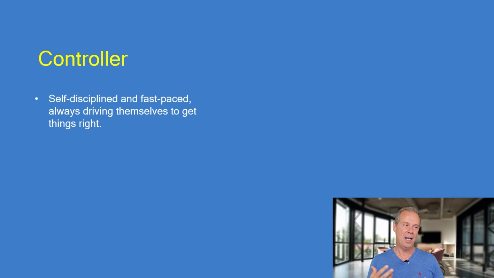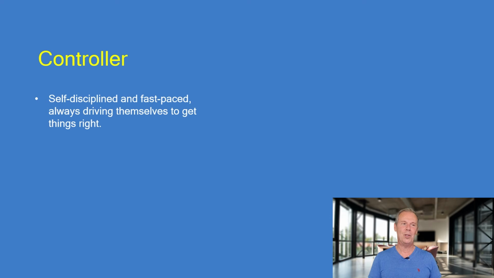And I'm glad you stuck around till now because every company needs one of these people because they're essentially the decision makers. So the key characteristics of the personality type controller are self-disciplined and fast-paced, always driving themselves to get things right. Sometimes to the detriment of other people, because personally, I don't think there is a right or wrong. There's only results and no results.